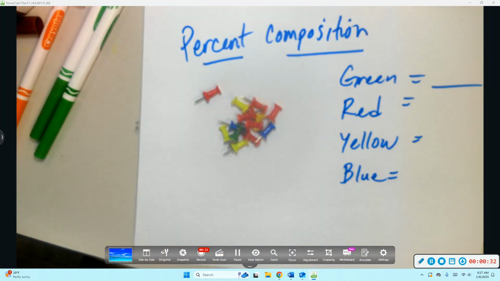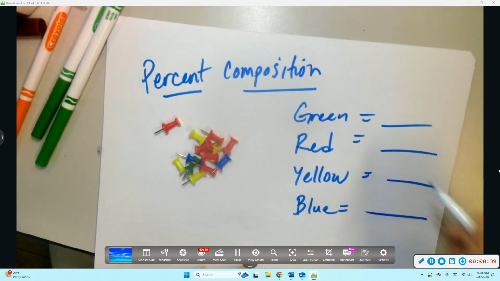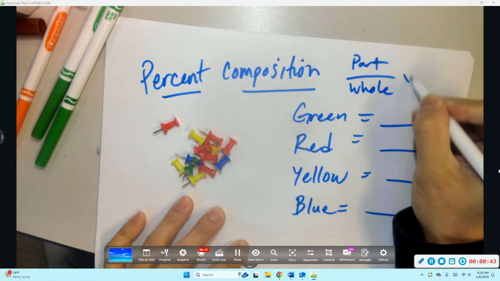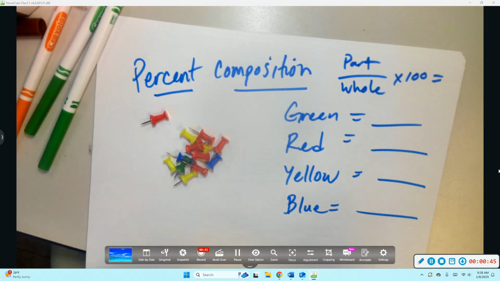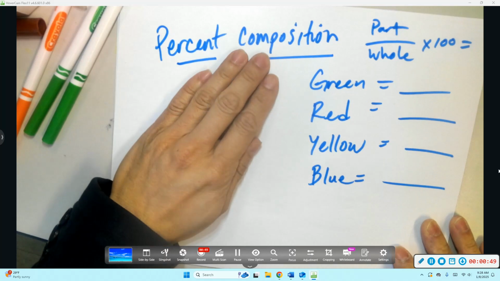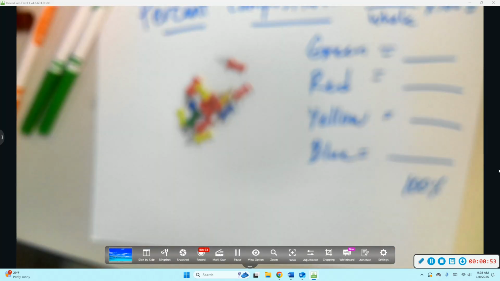And so the first question you need to answer is what? How do you find the percentage? Percentage is always part over whole times 100, right? So the total, if you have 100%, that means you have all of it. So all this combined is 100%. So the percentages need to add up to 100%. Okay?